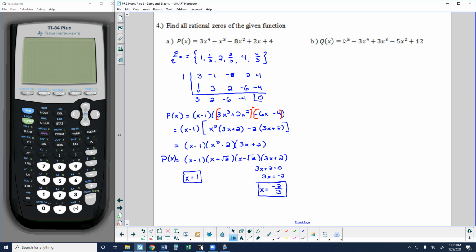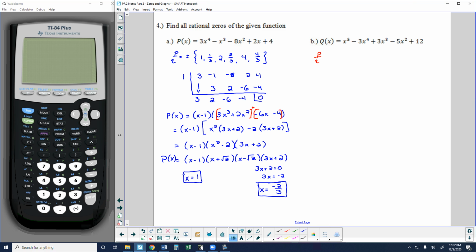Let's try to use this process again in B. So in Q of x, if I want to find the zeros, the easiest way is to factor it, then take a look at those factors, set those factors equal to 0. Not going to be able to factor this one the way that it's written. It's x to the 5th power, a quintic here, and it has 5 terms, so we are not going to be able to group. So I'm going to go ahead and take a look at possible rational zeros.